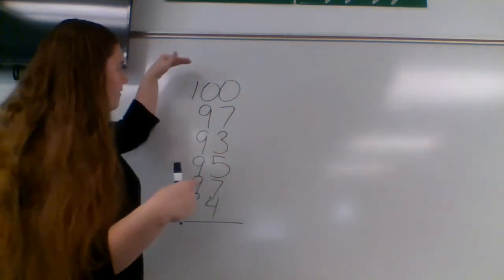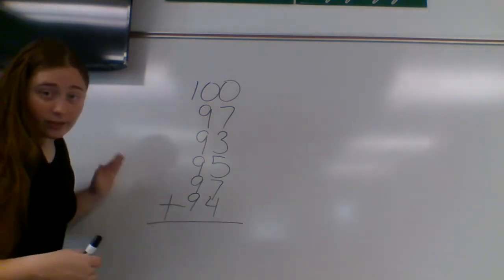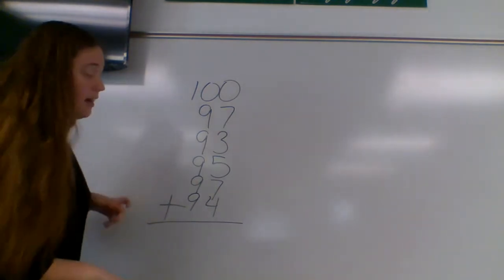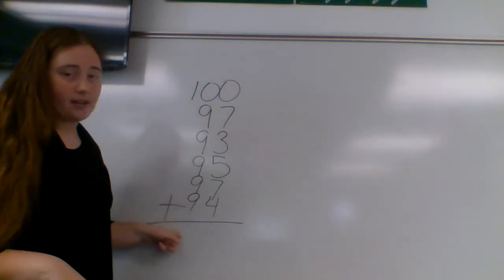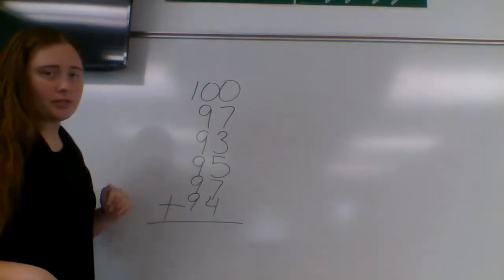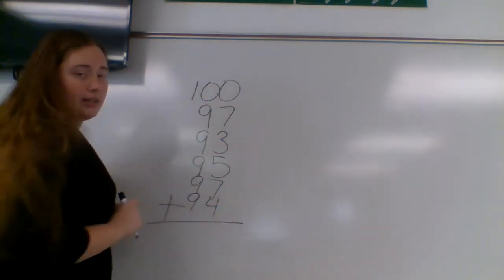So we have our numbers right here. I've already written them down. And like I said, our first step is to add them together. So I have my plus sign down here with my little equal sign. So I'm going to go ahead through here and add these together.